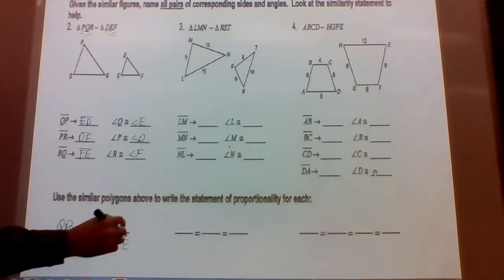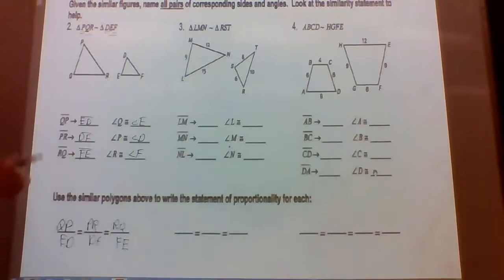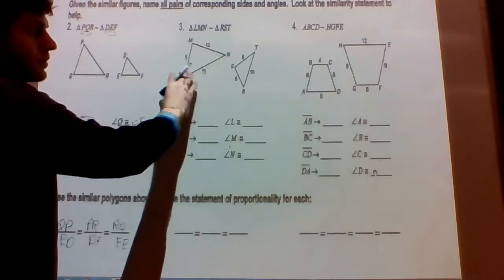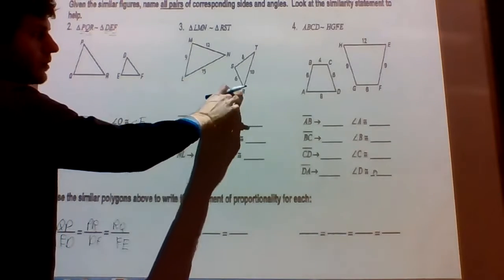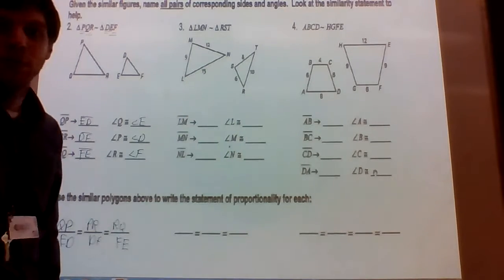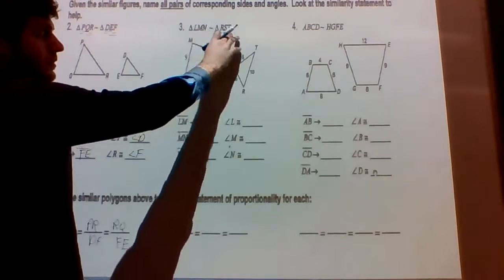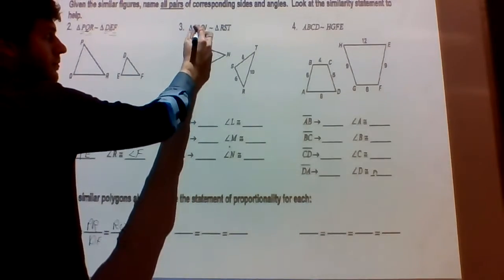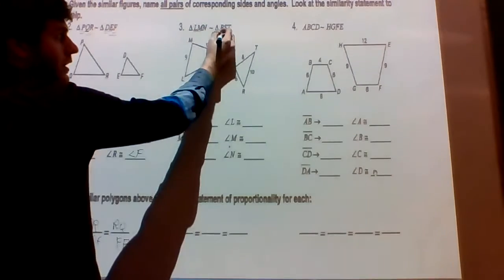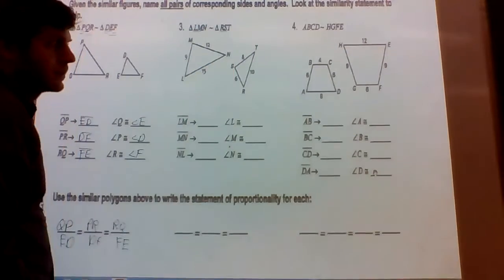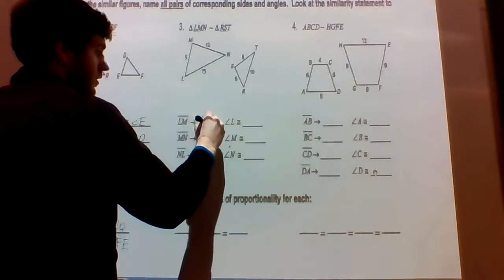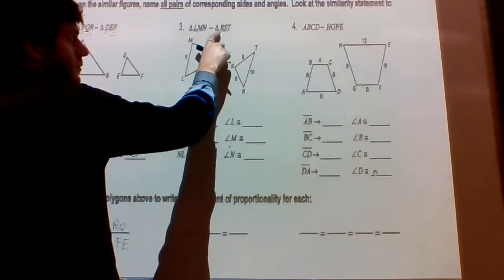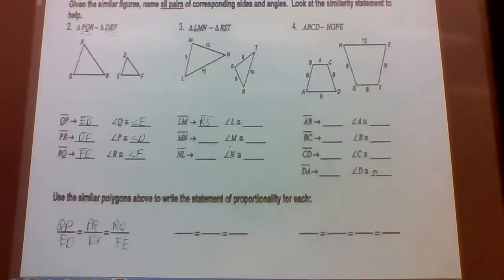LM. This one's harder to see because it's rotated. It's not as straightforward as this one. So there are 2 ways we can do it. We can either look at the numbers and look for the 2 smallest sides. LM is the smallest side of this triangle, so it's going to match up with RS because it's the smallest side of the other triangle. But let's look at the similarity statement, where we can see LM is the first 2. So RS is going to be the corresponding side because that's the first 2 of the second triangle. So RS. L corresponds to R and M corresponds to S.